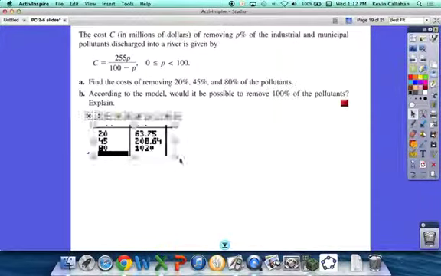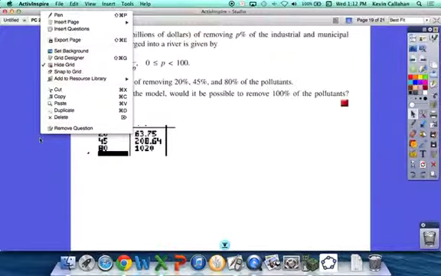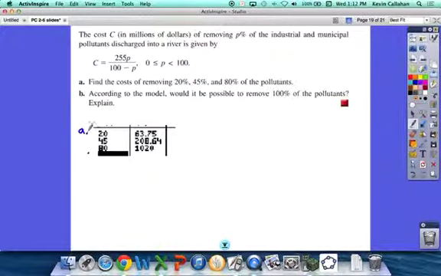Hard to see? Blow it up. So there's A. Second, according to the model, would it be possible to remove 100% of the pollutants? Meaning, can we plug in P is 100? And your answer would be no. That would be a divide by 0. P is 100 is a vertical asymptote for this graph. So the answer for B is no.